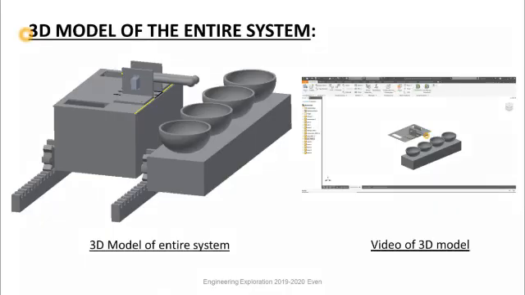This is the 3D model of the entire system. It consists of a vertical movement subsystem and a horizontal movement subsystem. With the help of the DC motor, it rolls over the racks, and with the help of the servo motor, it hits the ball.